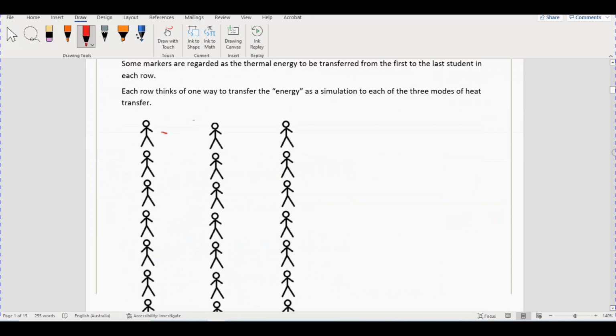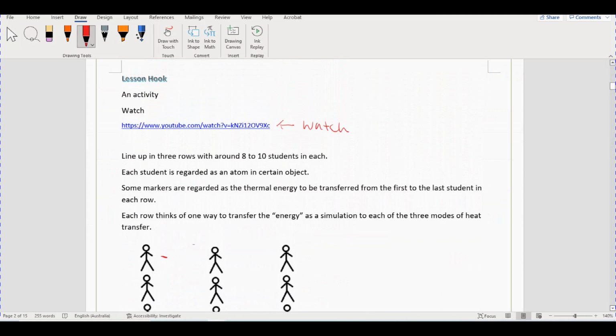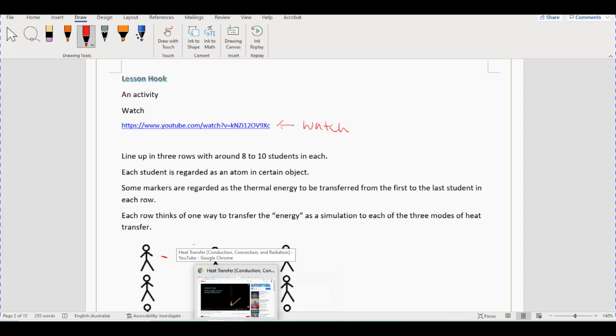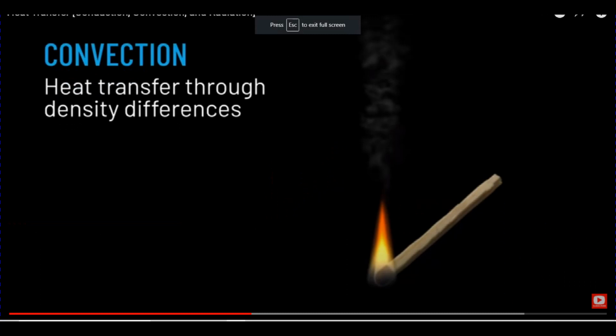Also, I'm going to give you a video to watch. Last time I forgot to show you the link. The link's right here, so if you have a handout, you could just click in and watch. I just tried to show you the part with convection. You see there's a match, and we know the flame, the fire right here, is really hot. And you could see the smoke. With smoke, you visualize the flow of the air.